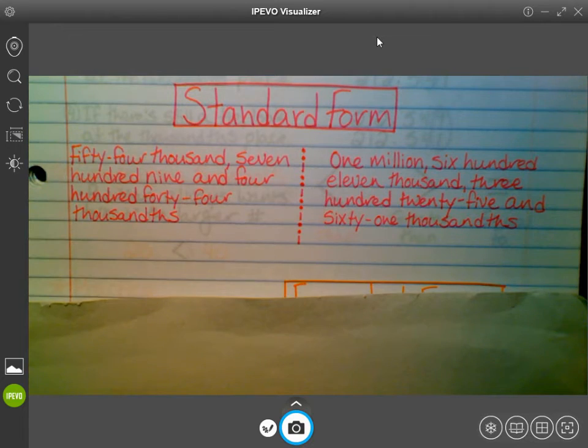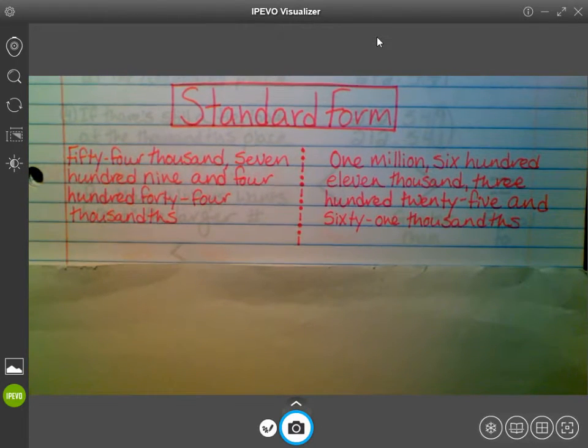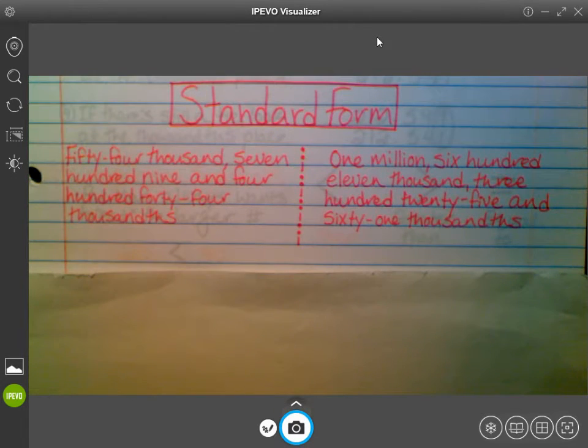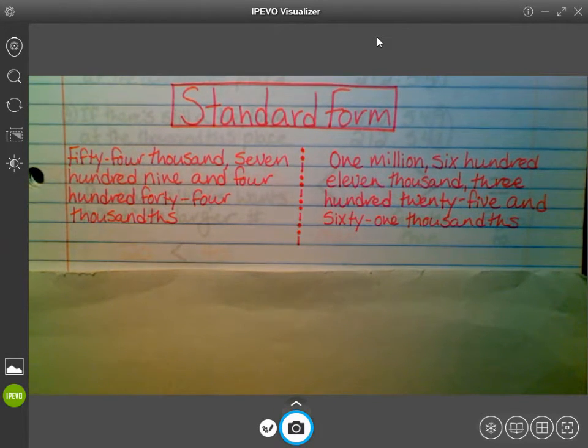So it's a lot of writing up front, but basically, remember, standard form is in numbers like we're used to. So you are given two numbers in word form, and you're being asked to write them in standard form. So that first one says 54,709 and 444 thousandths. And then the second number says 1,611,325 and 61 thousandths.